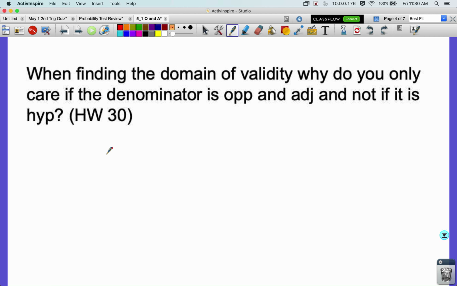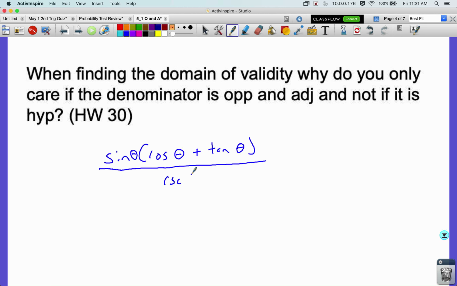So, you're verifying some identity. And then at the very end, you go back to the original functions and you write out what they represent. So let's just come up with something like sine times cosine, I guess I'll put the thetas in, plus tangent, all divided by cosecant of theta equals something.